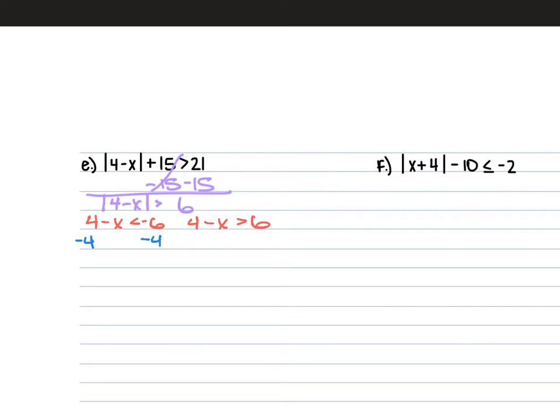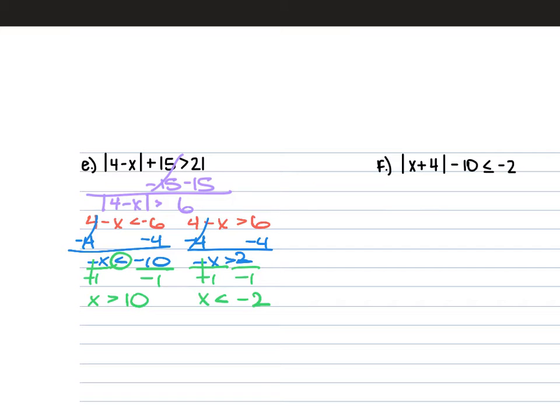Subtract the 4 from each side. We get negative x is less than negative 10. Divide by negative 1. Change the sign. So x is greater than 10. For the other inequality, we subtract the 4 from each side. We get negative x is greater than 2. Then we divide each side by a negative 1. So x is less than negative 2.